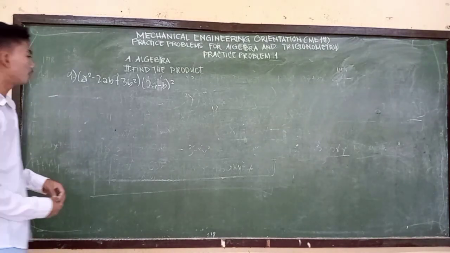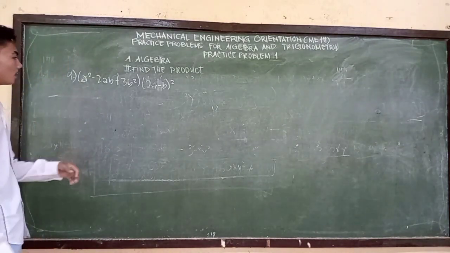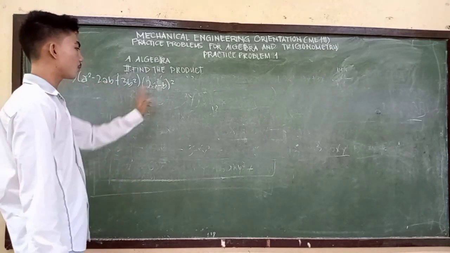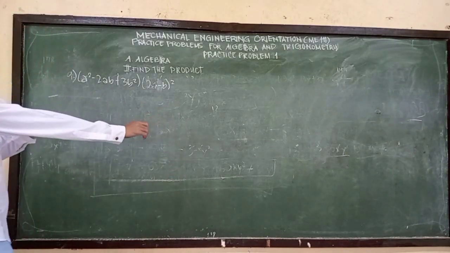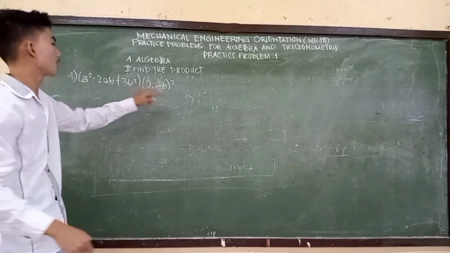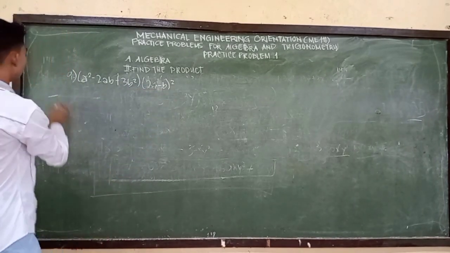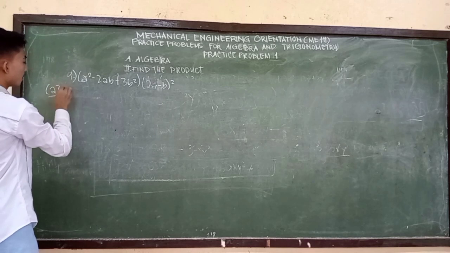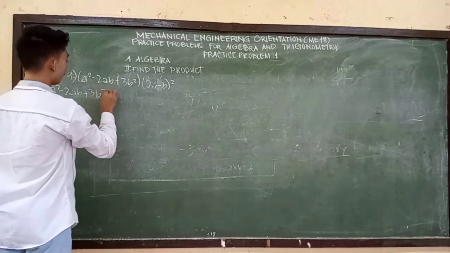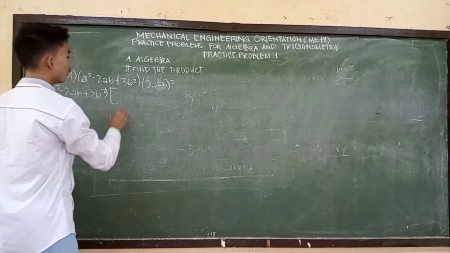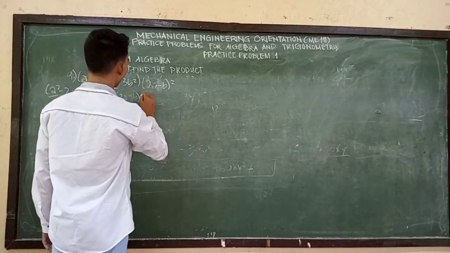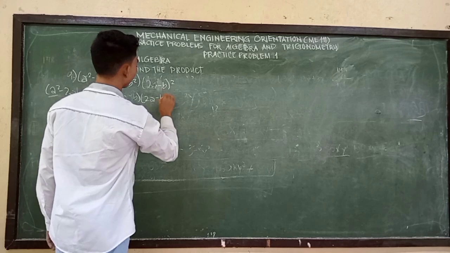Now we are here at our problem number 9. A squared minus 2ab plus 3b squared times 2a minus b squared. First, we will just copy this equation because we are going to solve first for this equation. A squared minus 2ab plus 3b squared, 2a minus b times 2a minus b.